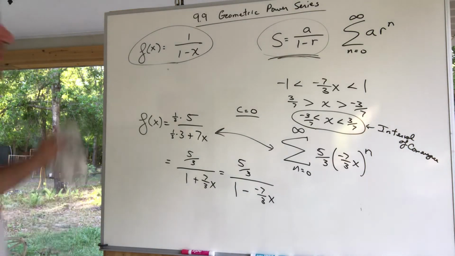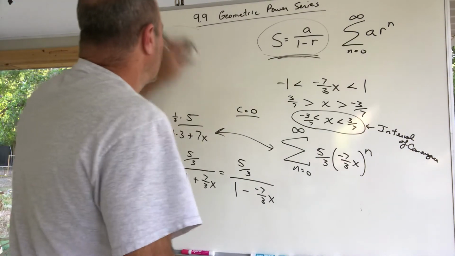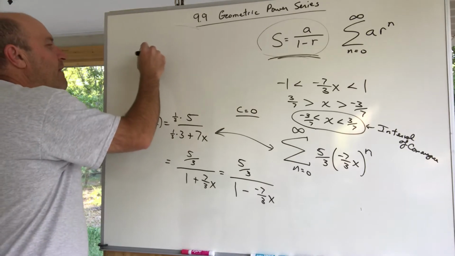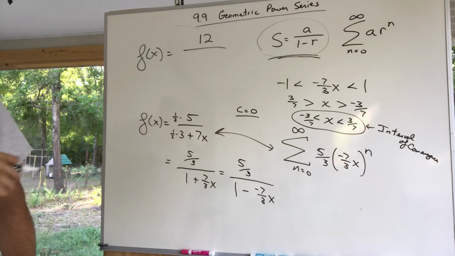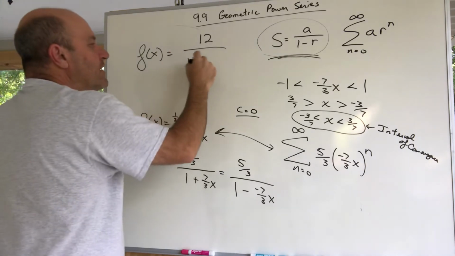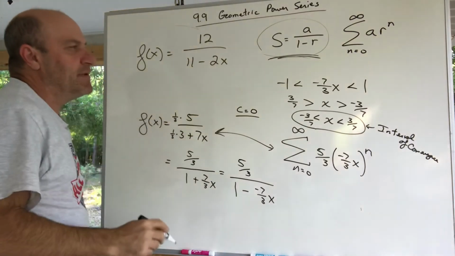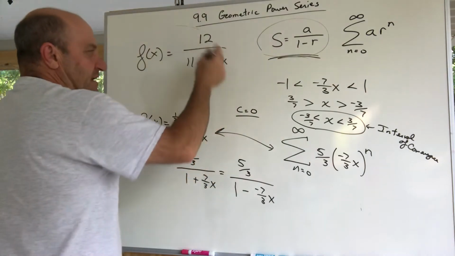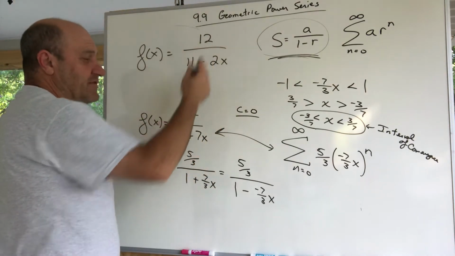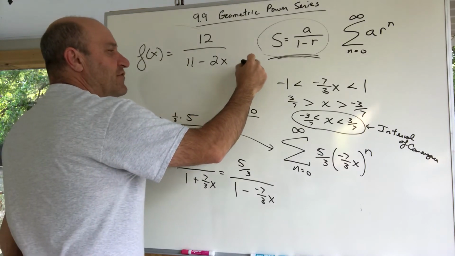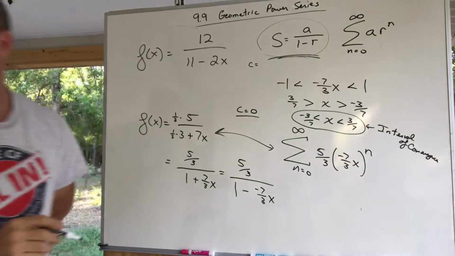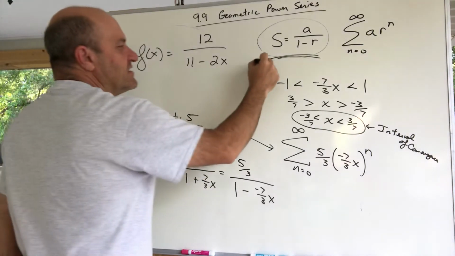Let's try another one while we're at it. Here comes a little more difficult one. But this will be about the end of this little topic here. I made up another one here, 11 minus 2x. But this time, I want to find a geometric power series for this. It looks a lot like this problem, but I'm going to make it different. This time I want to center it at 3. Let's center it at 3.